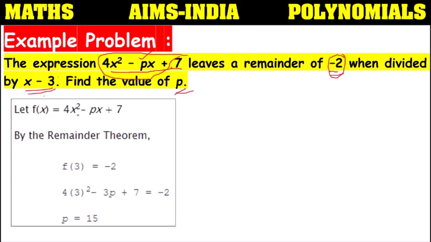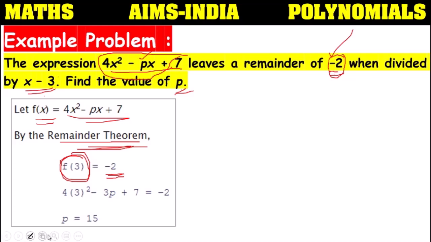So here, let's take the polynomial as f of x. According to the remainder theorem, if it is divided by x minus 3, then the remainder will be f of 3. But according to the question, the remainder value is minus 2. So that f of 3 value is minus 2. Let's keep 3 everywhere in this given polynomial. So then the LHS will become 4 times 3 square minus p into 3, that is 3p, plus 7 equal to minus 2. After simplification, we can find the p value directly.